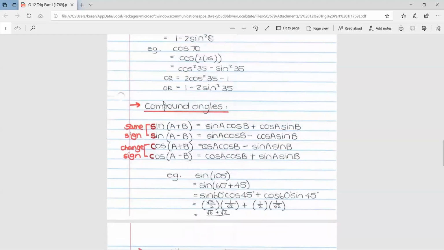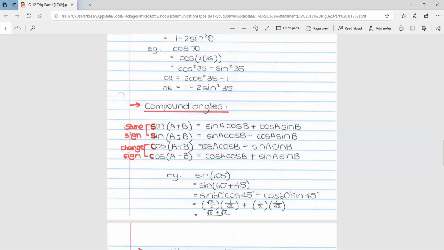Then we move on to compound angles. So this is when you have sine and an angle plus another angle, or cos, an angle minus another angle. These are the different types you can get. So I've just used A and B, just because this is what they use on your formula sheet. Okay, so if they have sine A plus B, that can also be written as sine A cos B plus cos A sine B.